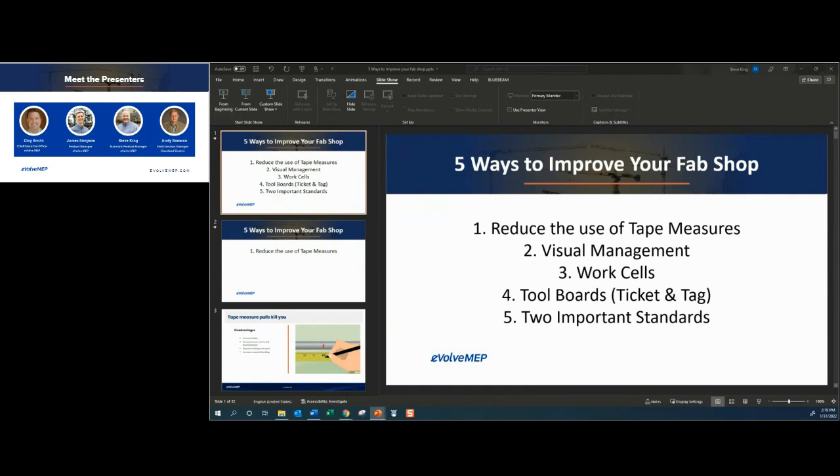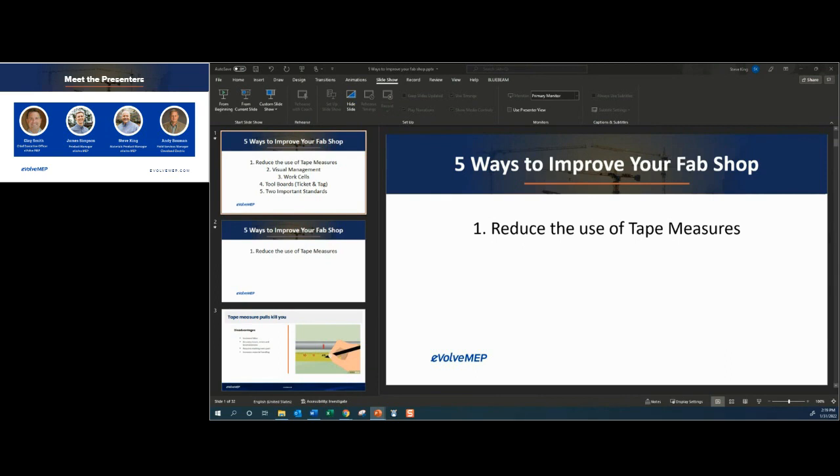So, number 1, reducing the use of tape measures. Number 2, some visual management, talking about nonverbal communication that can be used in a fab shop. Number 3, work cells, the importance of a work cell and why they matter. Number 4, really taking a look at tool boards. A lot of you probably have built some form of a tool board. I took a little different spin on it and put a ticket and tag on that tool board, which we'll jump into. And lastly, number 5, two important standards that I found I couldn't live without in my fab shop.